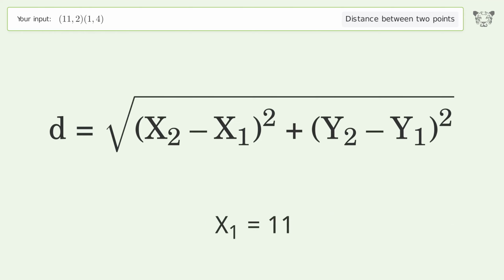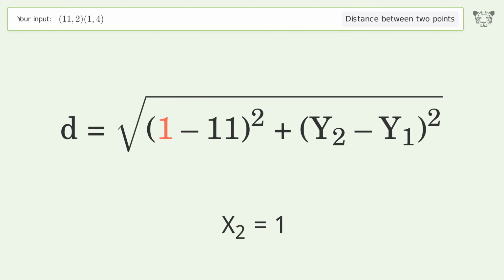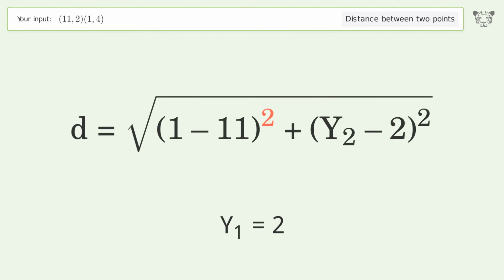x1 equals 11. x2 equals 1. y1 equals 2. y2 equals 4.